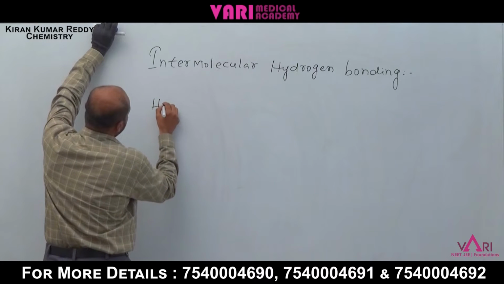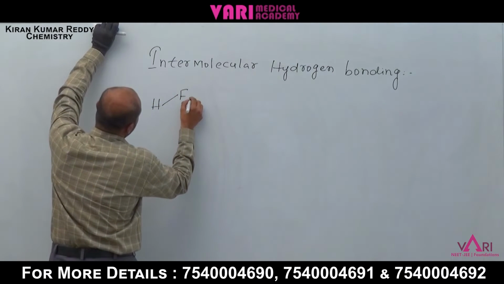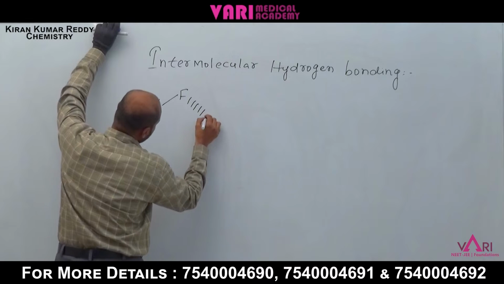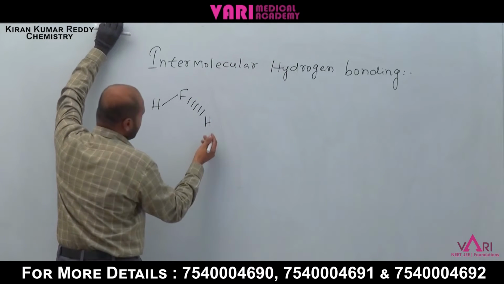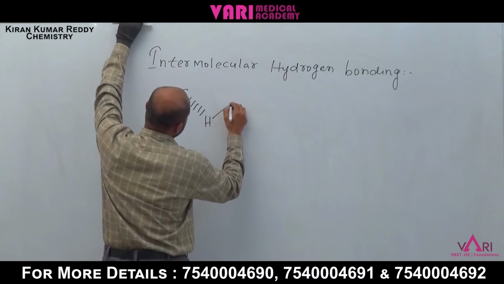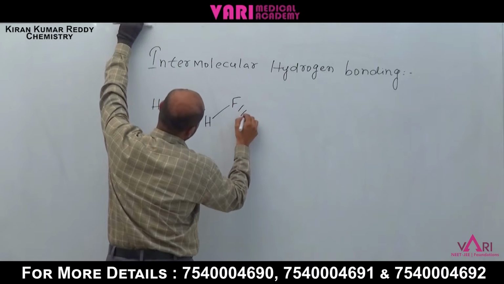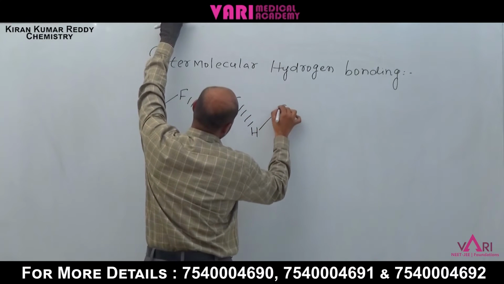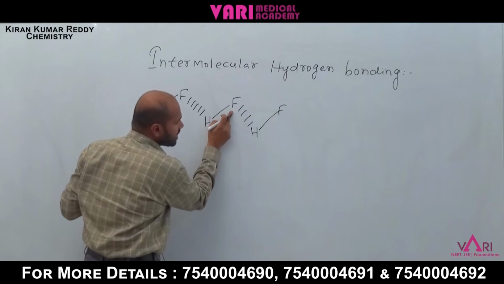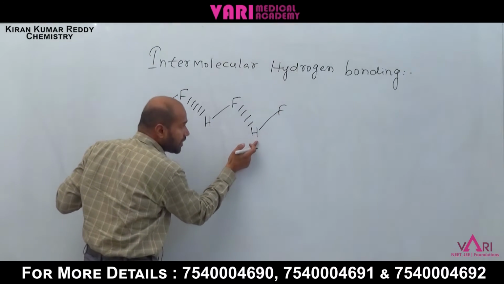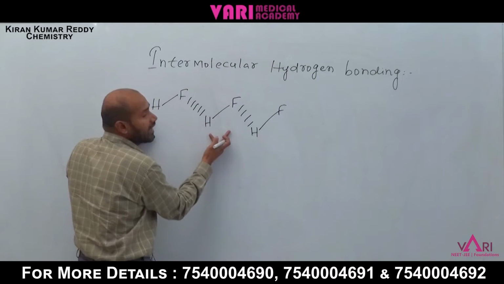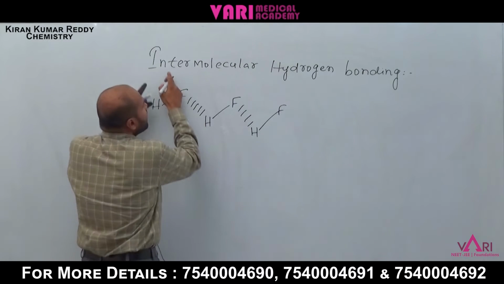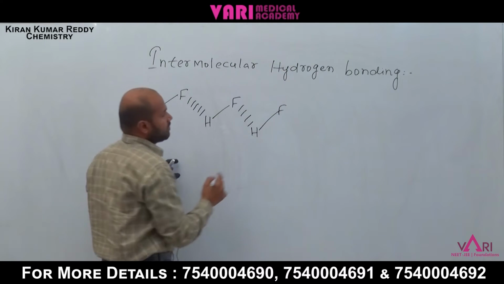I am taking hydrogen fluoride. Here the electron rich heteroatom is fluorine, and the electron deficient species is hydrogen. This is the bond formation, HF. Here also F is the electron rich heteroatom, and hydrogen is the electron deficient atom. In between two molecules of HF, this is intermolecular hydrogen bonding.